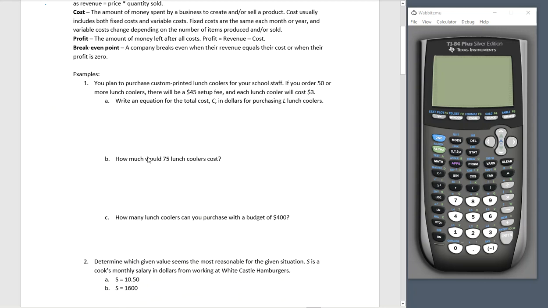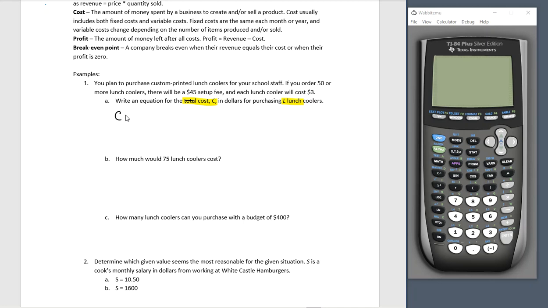You plan to purchase custom-printed lunch coolers for your school staff. If you order 50 or more lunch coolers, there will be a $45 setup fee, and each lunch cooler will cost $3. So write an equation for the total cost C for purchasing L lunch coolers. It's a good idea to always identify your variables so you know what they're talking about.